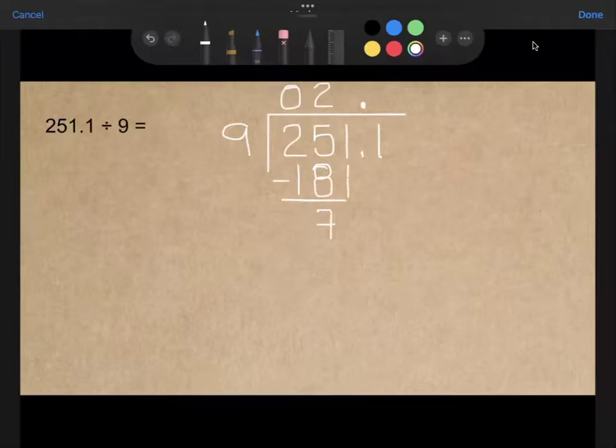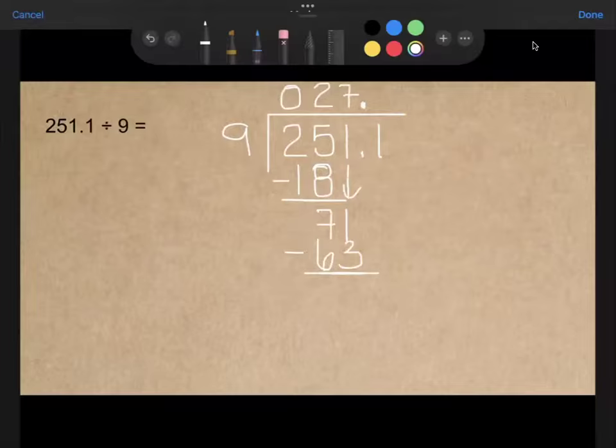So then I'm going to bring down the 1. Now I have to figure out how many times 9 would fit into 71. Well, I know that 9 times 8 is 72. So that's close, but it's a little bit too much. It goes just past 71. So instead of that, I'm going to use 7. I'm going to go down 1. So that will give me 63 to put here.